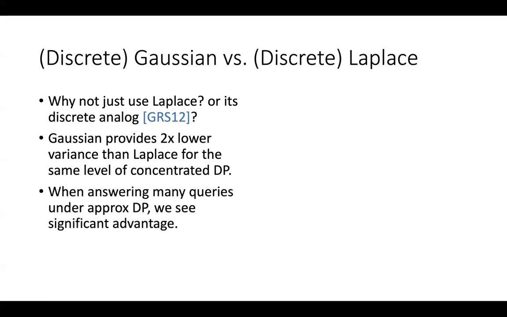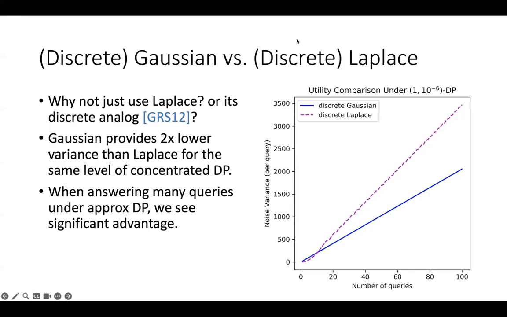Now that's specific to concentrated DP. What about approximate DP, which is the standard definition? In this setting, if you have high levels of composition, there is actually a significant advantage to the Gaussian. So when you're doing composition, which basically means answering lots of independent queries, the Gaussian is advantageous. And I'm going to show you some plots that show this difference.